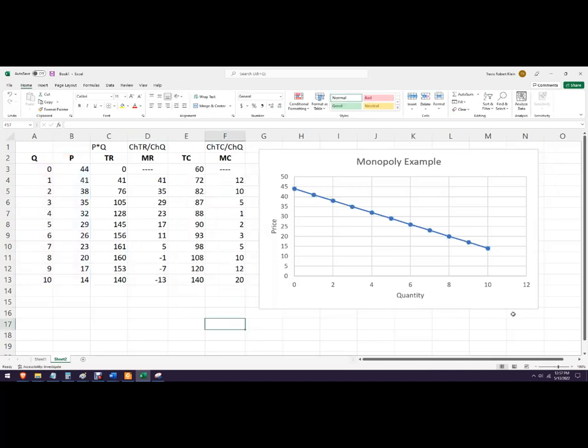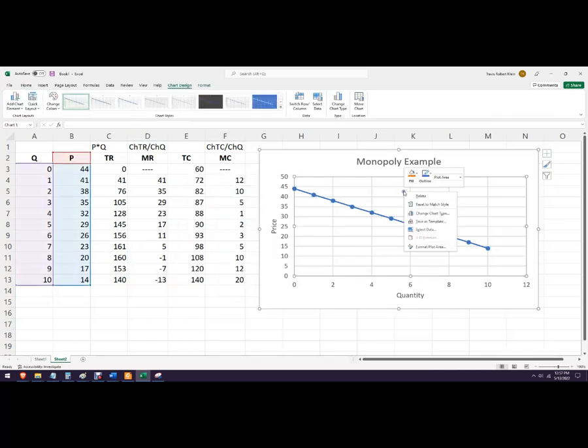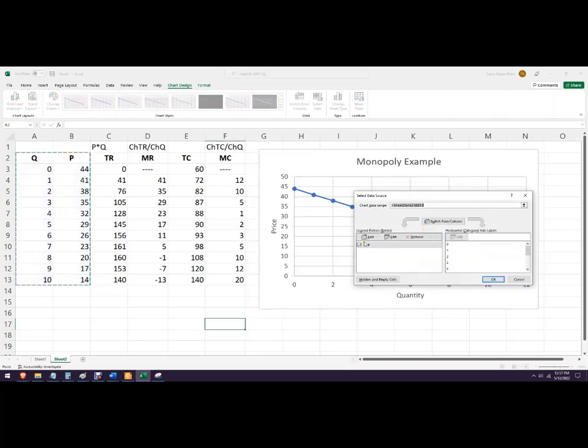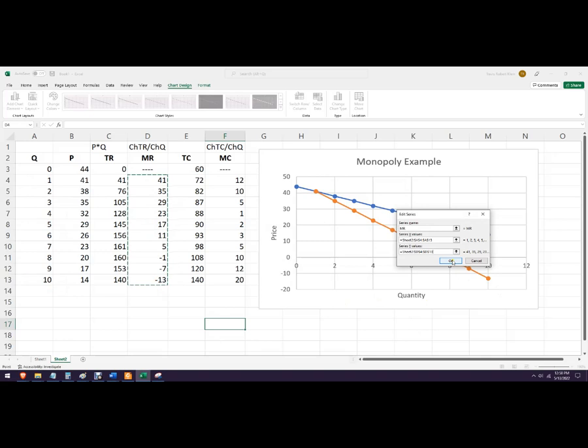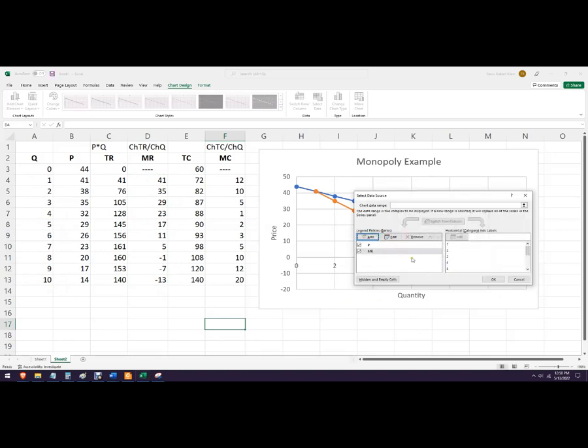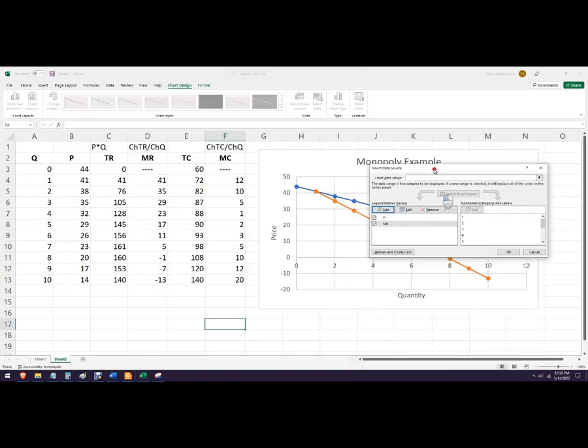Yeah, that's okay. All right, now I want to add something to my table. So select data. I'm going to go to add, and now I want to add MR. The X values on MR are going to be 1 through 10, and then the Y values on MR, marginal revenue, will be right there. Now it's drawn a marginal revenue curve for us. You can see it right there.